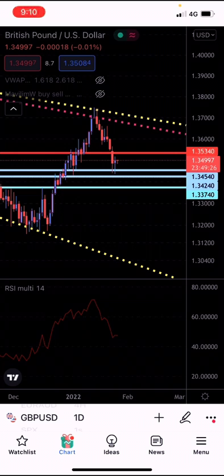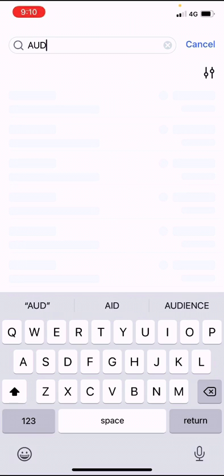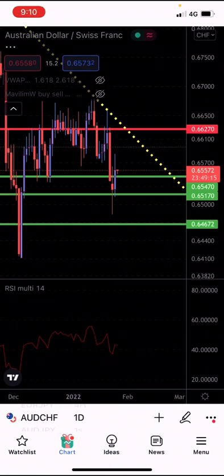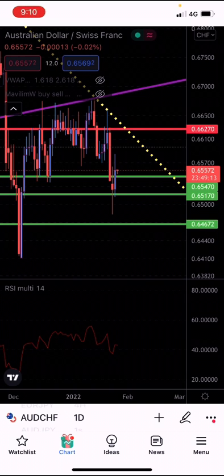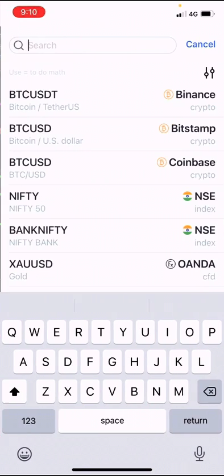Okay, let's have a look at AUD CHF. Oh, we looked at that. That was the head and shoulders. So now EUR USD.